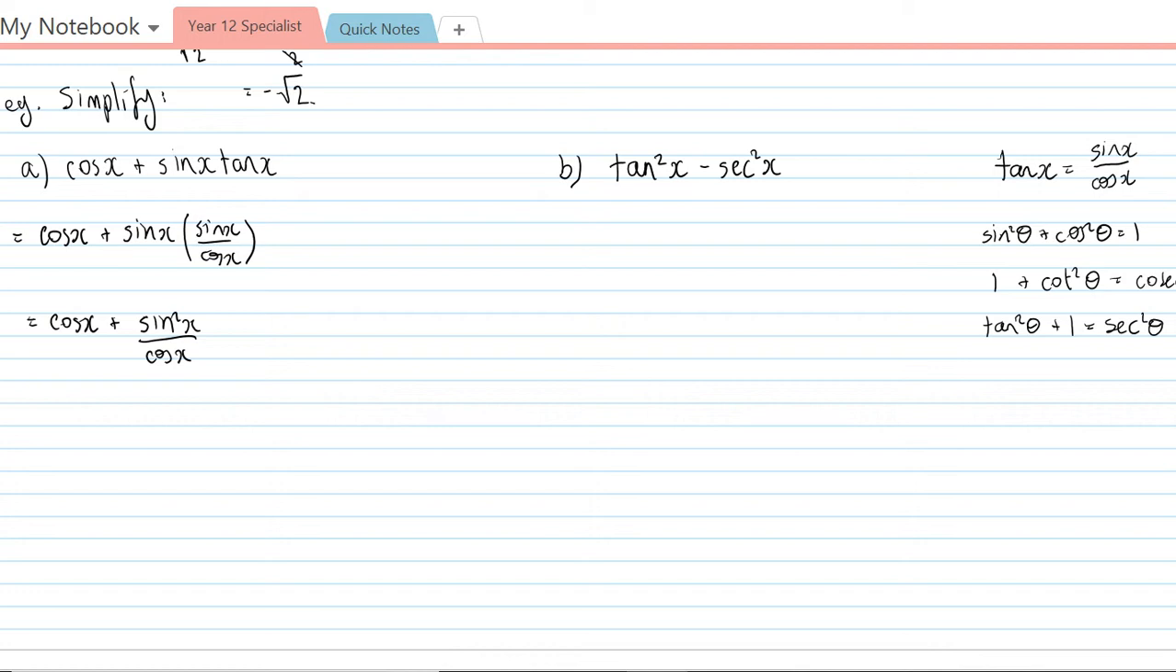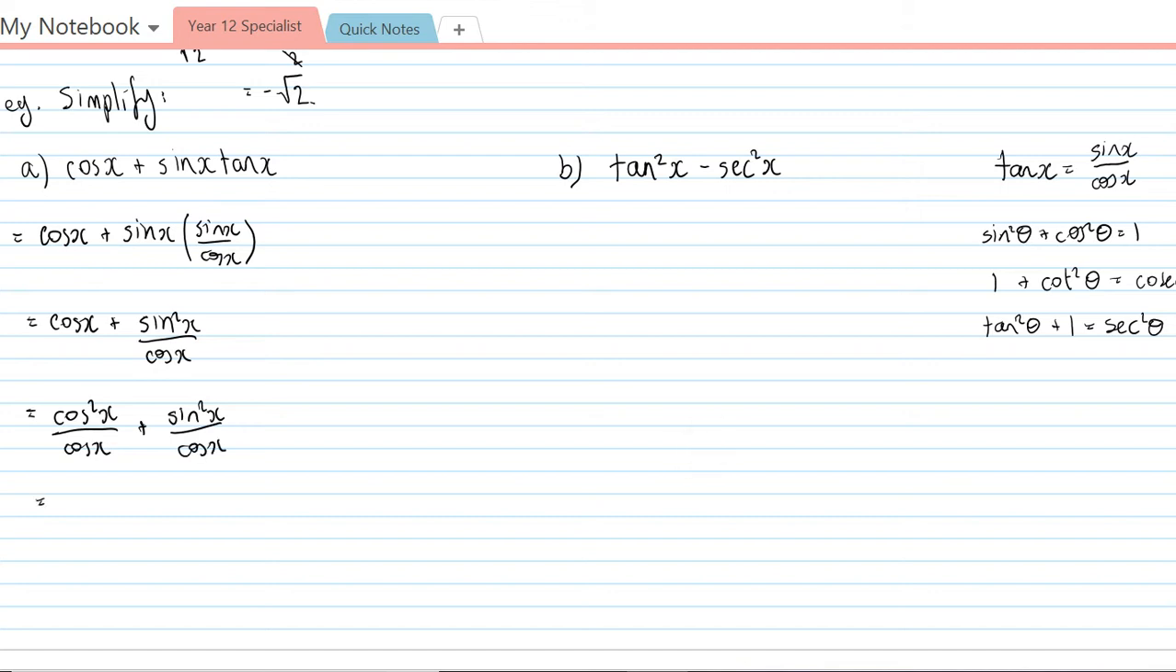And I'm noticing now that I've got a sin squared x there. So ideally I want to try and make it cos squared x as well, because together sin squared x and cos squared x will be 1. And it's pretty nice because we have two different parts here, and one of them is a fraction with a denominator of cos x. So I need to make a denominator of cos x for the other one so I can group them together. And when I do that, I'll multiply the cos x by cos x on cos x, which is going to give cos squared x over cos x plus sin squared x over cos x.